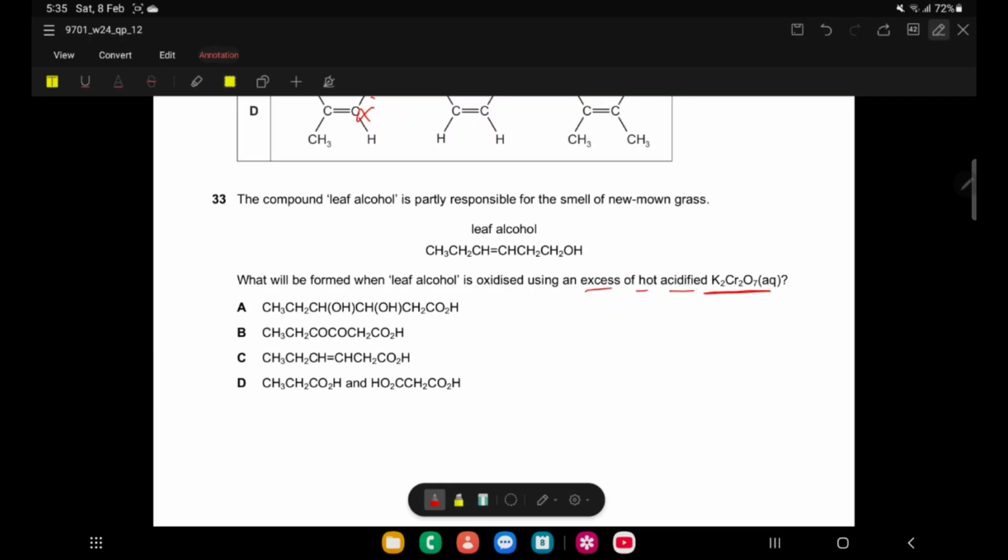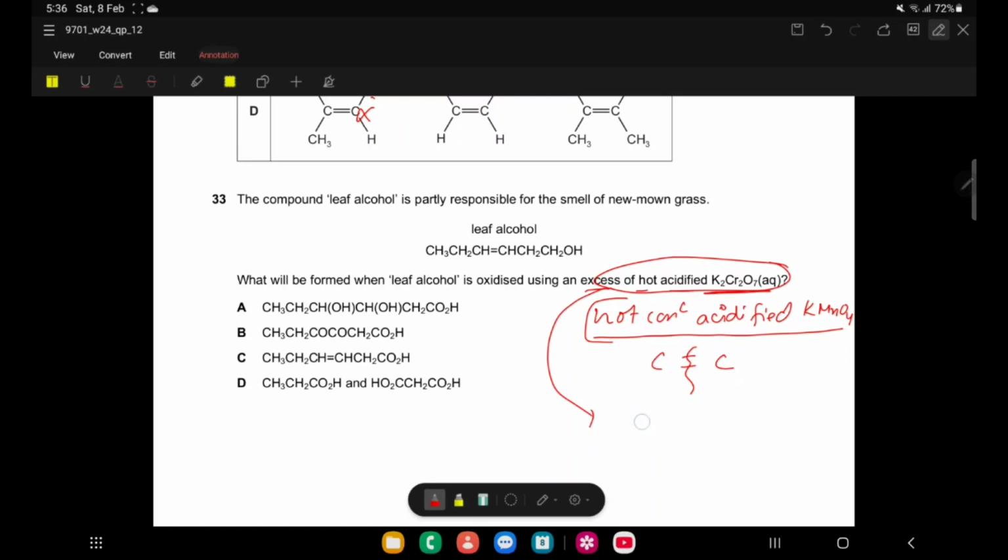If you remember, most of the time we students make mistakes here, mixing this with hot concentrated acidified KMnO4. When that one is present, the carbon-carbon double bond will be broken and different products will be formed. But this one, we use for the oxidation of alcohol. That means the alcohol group will become carboxylic acid. So we have to look for this part only.